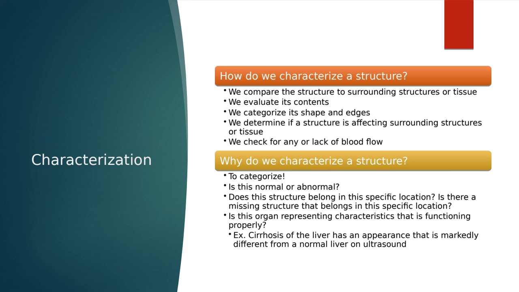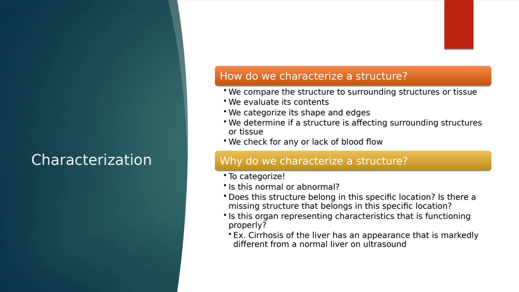So how do we characterize a structure? We look at that structure and we evaluate it on its own. So we look at its contents, its shape, its borders, and whether there's any appropriate blood flow. If an organ should have blood flow to it, do we see that blood flow? If we do, then great, that's normal. But if a structure shouldn't have blood flow, and we do happen to see blood flow in it, well, then we have to question that further.